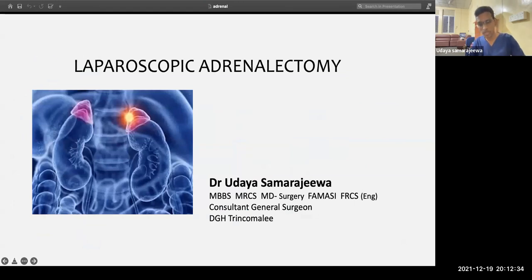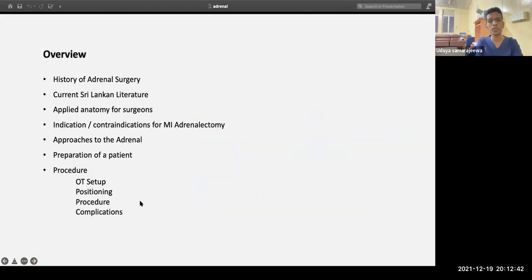So today we are going to discuss laparoscopic adrenalectomy. Before going to the main presentation, I'd like to give you the overview. First, we'll look into the history of adrenal surgery a little bit, and then the current Sri Lankan literature. I hope most of the juniors who have joined today probably would not know about the current Sri Lankan literature and the history of adrenal surgery in our country, and a little bit of applied anatomy, especially for the surgeons, and then the indications and contraindications for minimal invasive adrenalectomy.